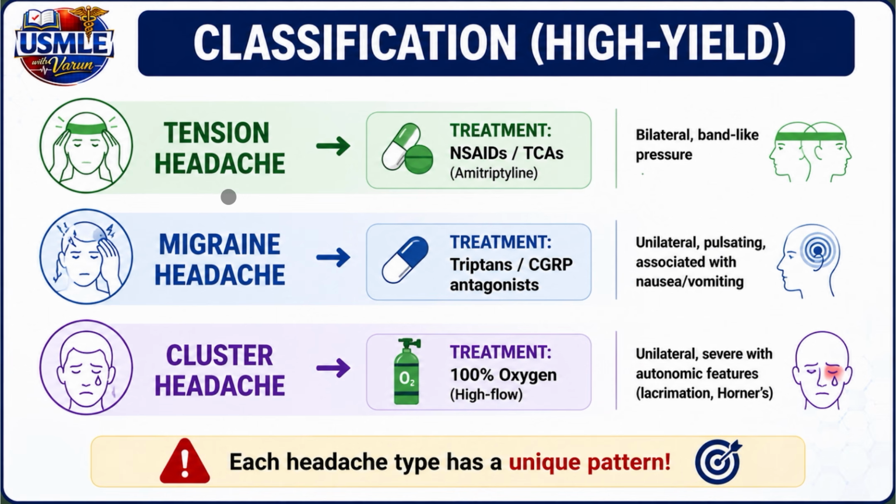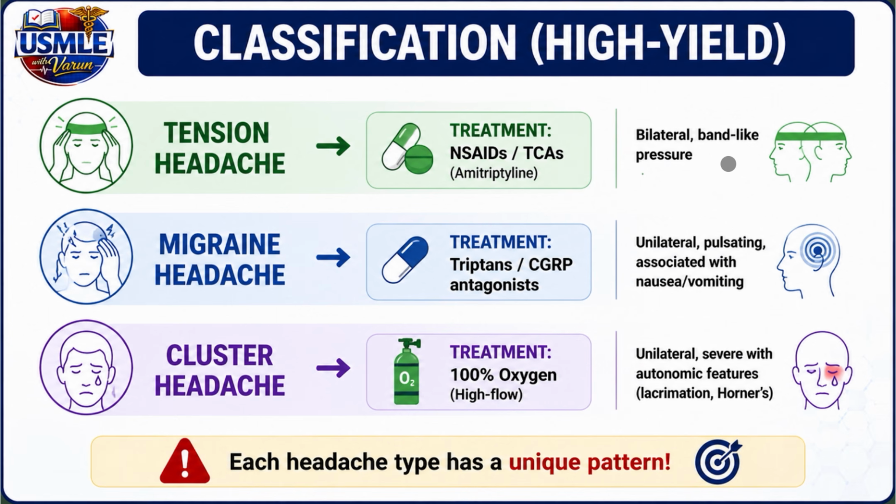These three headaches have very different mechanisms and treatments. Recognizing the pattern helps us immediately select the correct management in questions. Tension headaches are managed using non-steroidal anti-inflammatory drugs and TCAs like amitriptyline. Migraine headache is managed with triptans and CGRP antagonists. Cluster headache is treated with 100% oxygen.